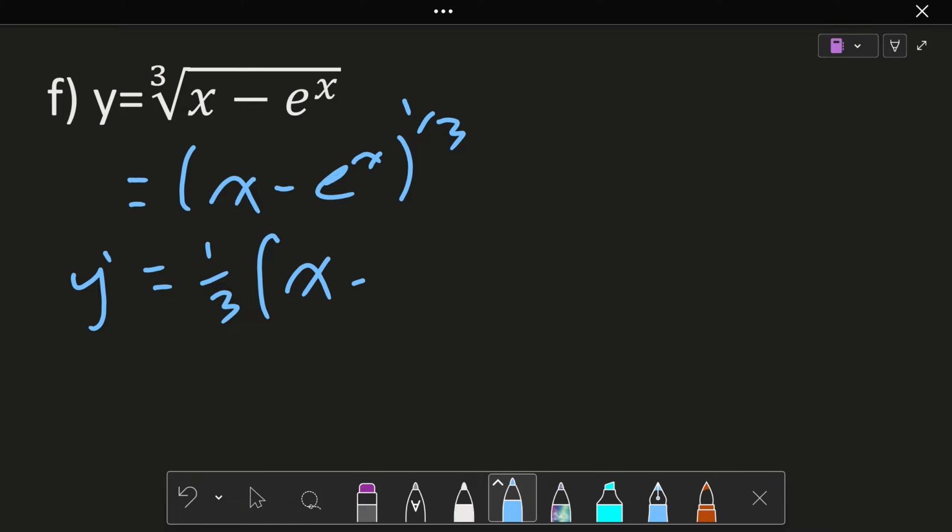Then we're going to leave the bracket as is. Then we subtract 1. And then we multiply it by the derivative of what's inside. So the derivative of x is 1. The derivative of e to the x is e to the x.